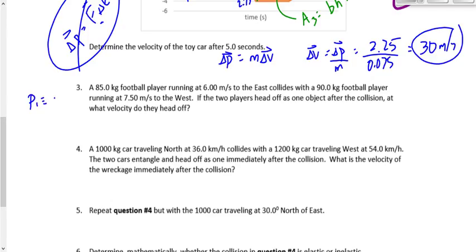And when we do a collision or explosion, we're going to use this law of conservation of momentum, where the total momentum remains constant. Total momentum in the system remains constant. Individual things gain or lose, but the total will remain constant.